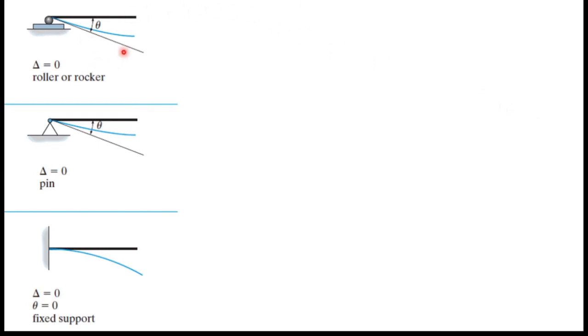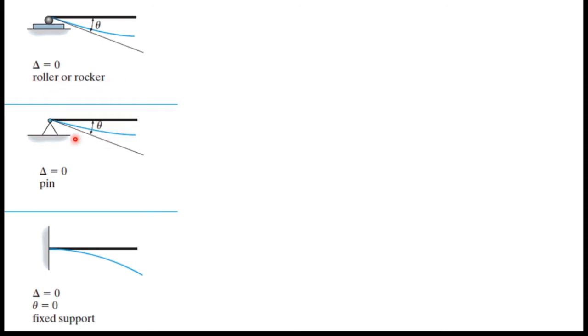So these are the common three types of supports, and the first one is roll or rocker. The simply supported condition also applies the same theory. It says delta equals 0, where delta means the deflection. So at the support the deflection is 0, but you can see theta here, which is the slope, and the slope is not equal to 0. That means there is a slope in a roll or rocker or simply supported condition.